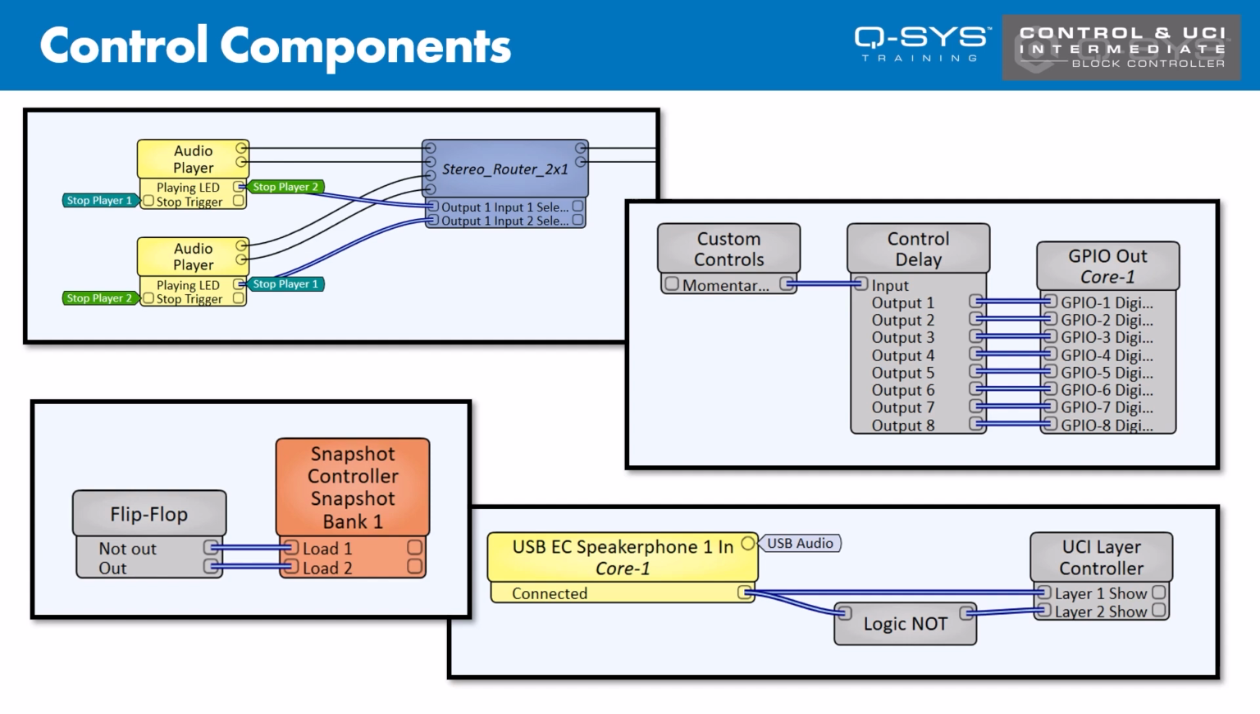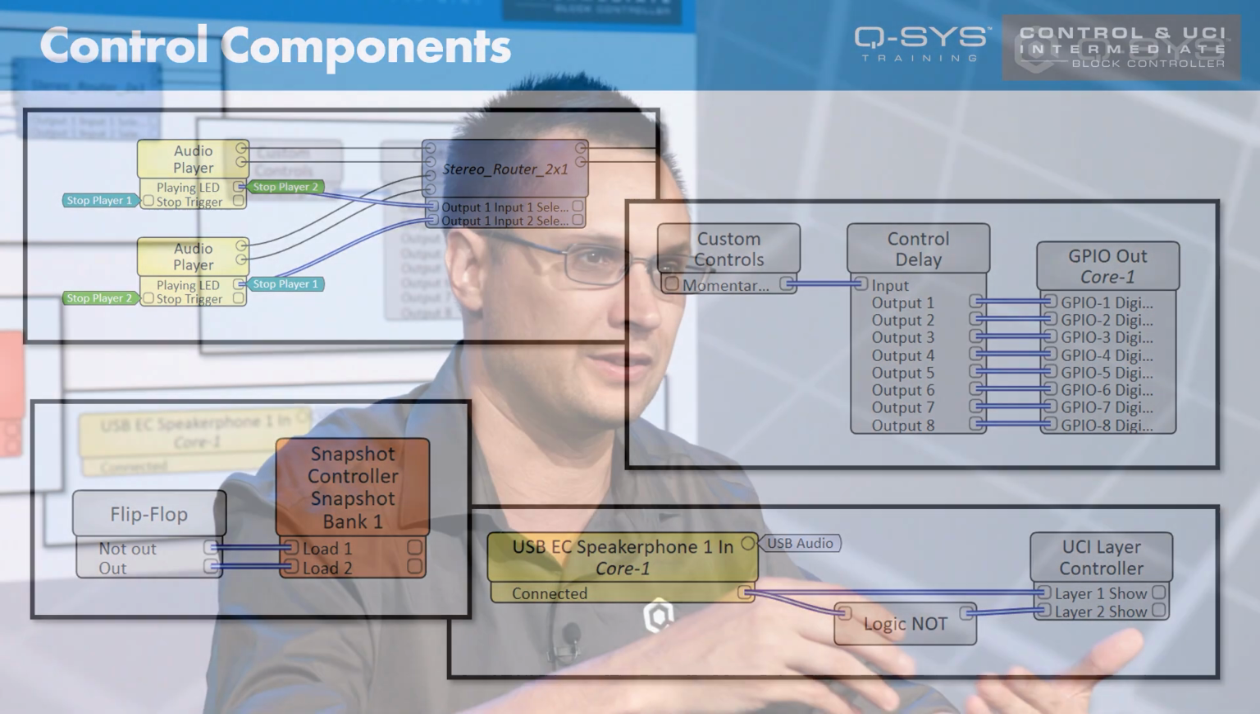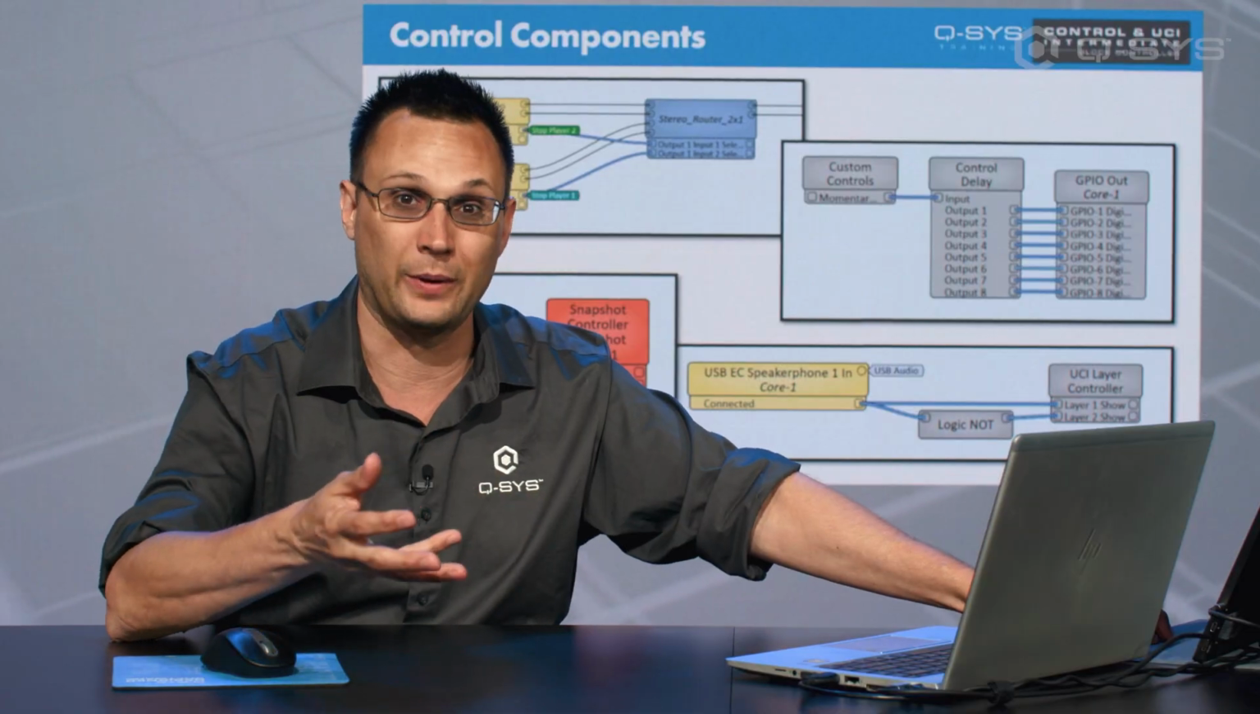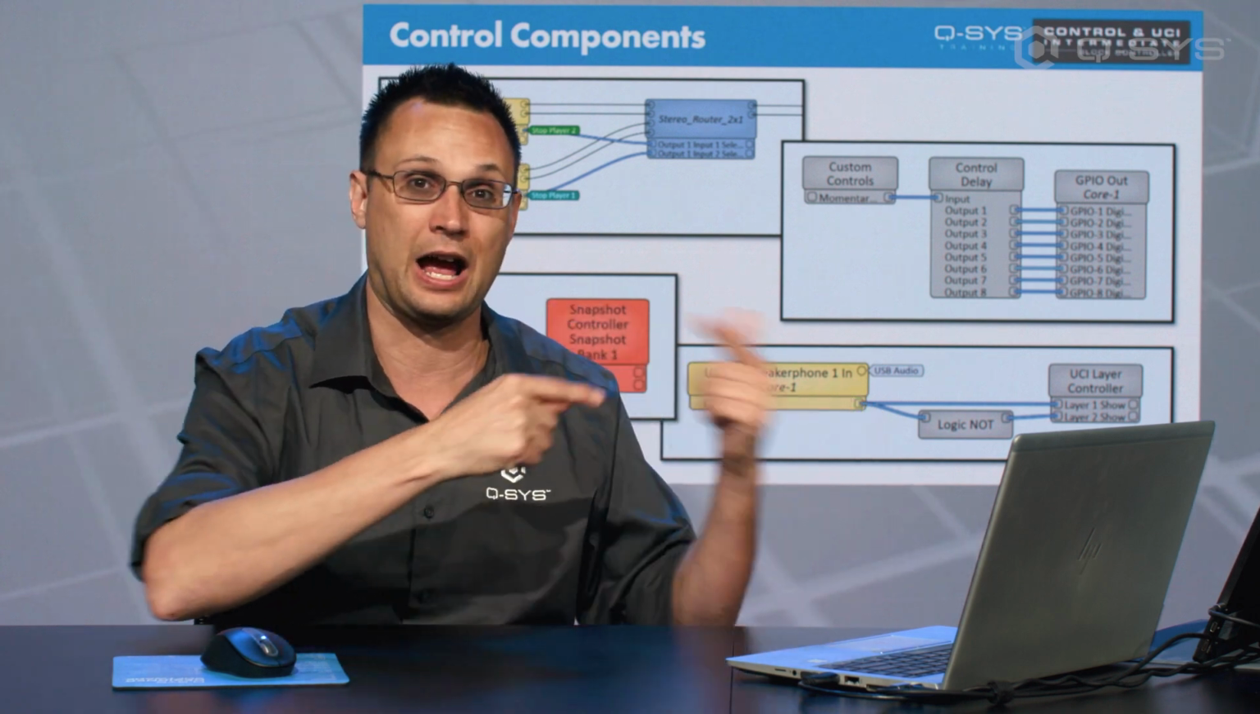Like up in the very top one here, we've got an audio player that when one audio player plays, it sends a signal to the other audio player to stop, and then whichever audio player is active is controlling the router in that room. Now that's really simple, and it's really easy for someone else to look at that and figure out what's going on, right? They can see the wires, they can see how they're connected.